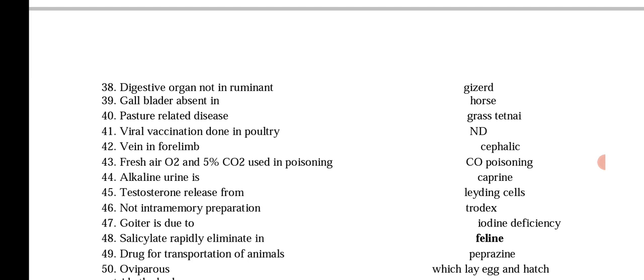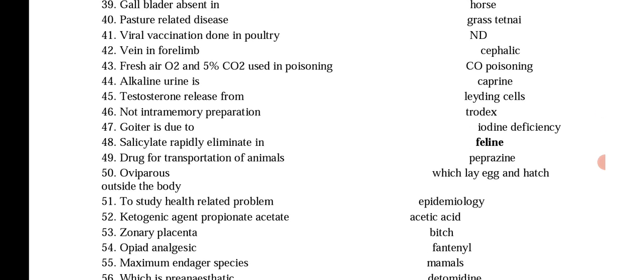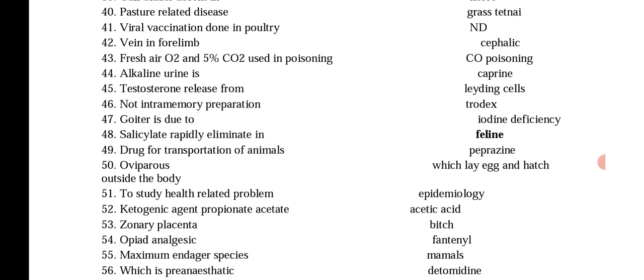Alkaline urine is in caprine. Goats have alkaline urine. Testosterone is released from Leydig cells of the testes. Not an intramammary preparation: Tridex. Tridex is not an intramammary preparation; it is an injection. Goiter is due to iodine deficiency. Salicylate is rapidly eliminated in feline, or aspirin.